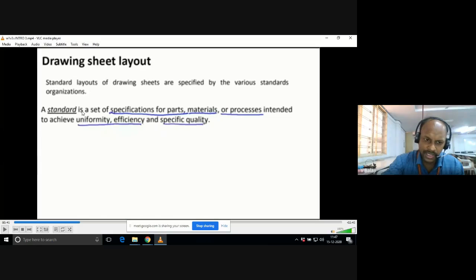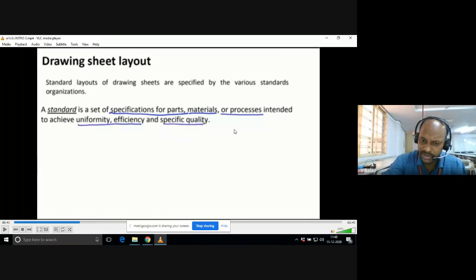A standard is a set of specifications for parts, materials, and processes. Whenever we say standard, there is ISO standard, British standard, ASME standard, ASTM standard. So they will give some standards. What is the drawing size? What is the drawing board size? These are the standards. Similarly, for a particular part, what is the specification?